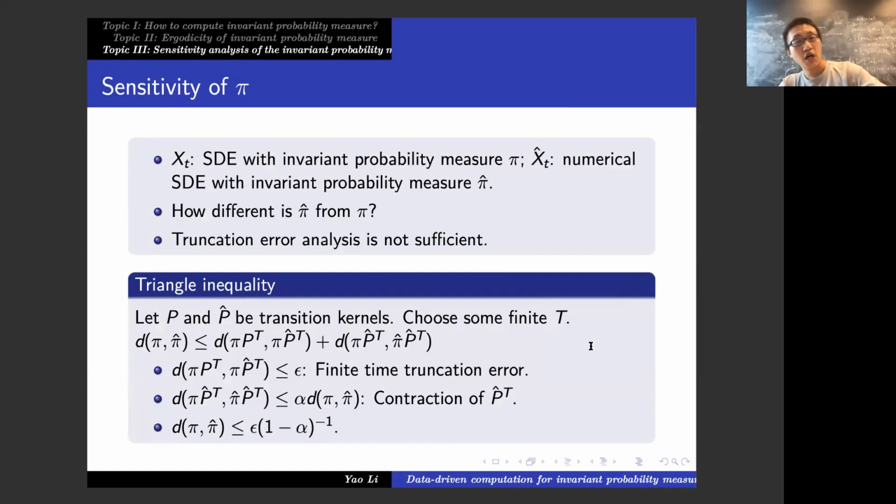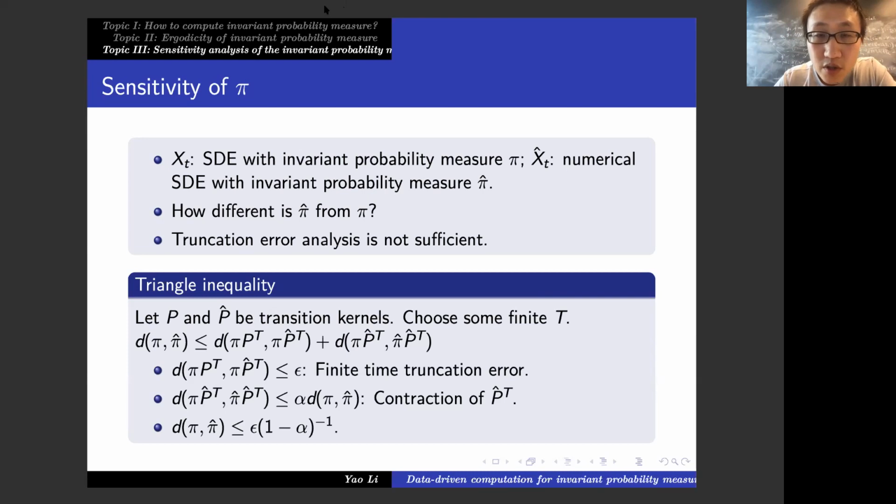Okay, so the last topic, the one that you asked me about in the beginning, is called sensitivity analysis. If you perturb the system a little bit, how would the invariant probability measure change? I think that's part of the reason why people who study uncertainty quantification are interested in this spectral gap or speed of convergence and so on.